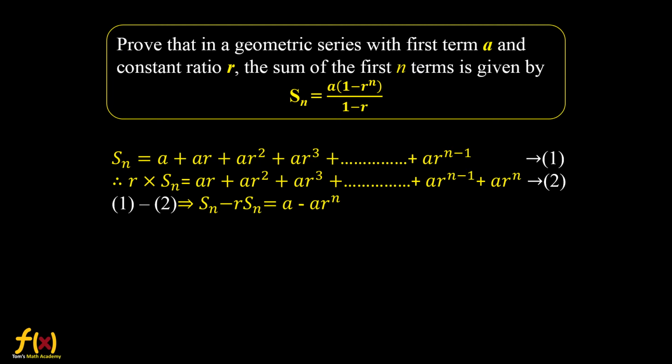Now think about the common factor. Sn is common on the left hand side. Then inside the bracket we write 1 minus r, which is equal to, right hand side, what is common? a is common. Okay, that is a very important step. So we get Sn equal to a times 1 minus r to the power n divided by 1 minus r. That is the proof. So practice 2 or 3 times, score the marks.